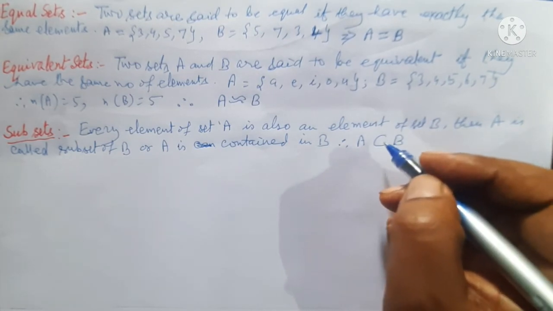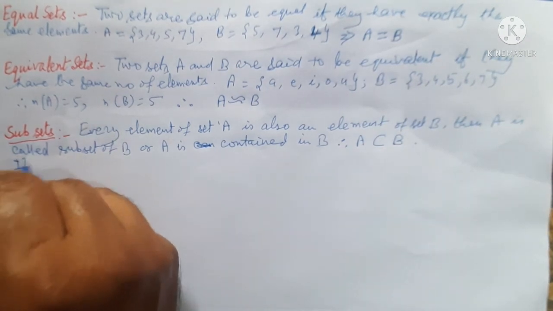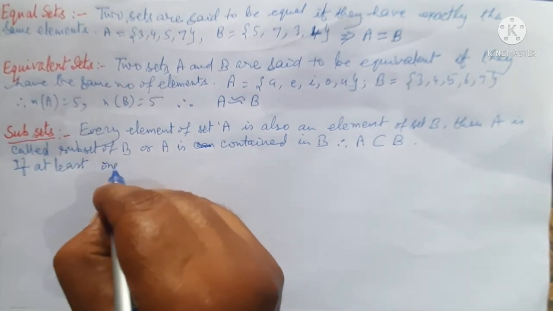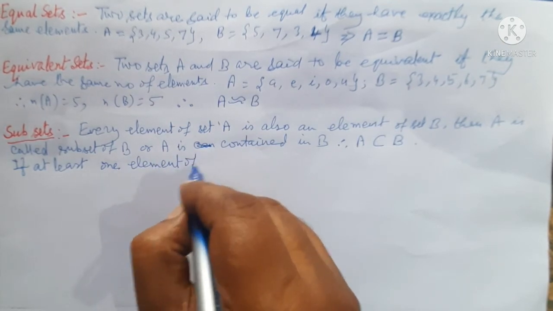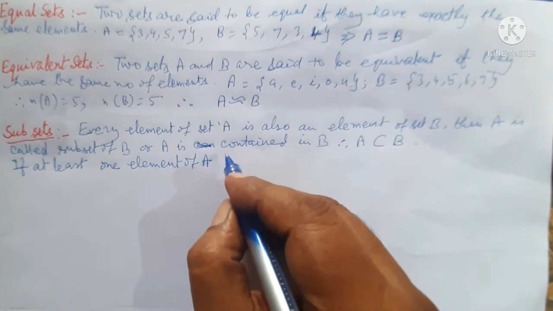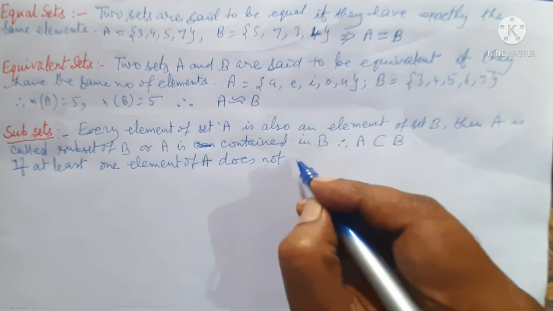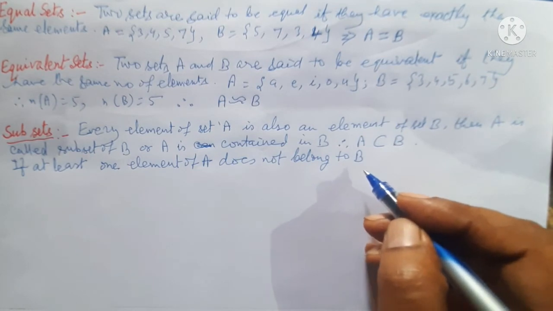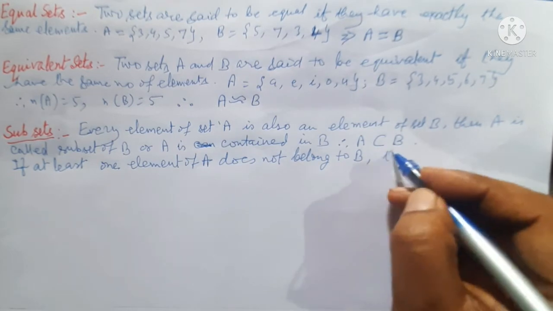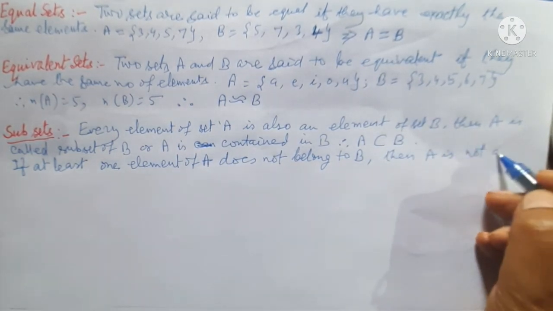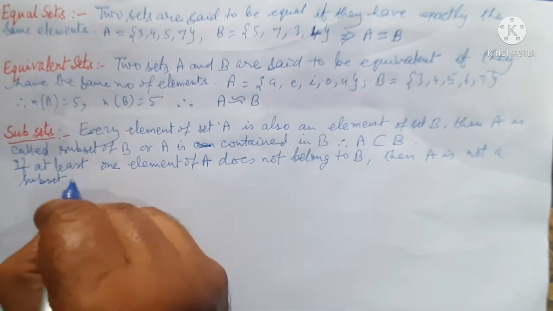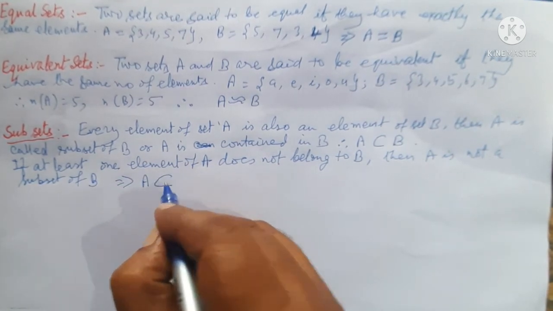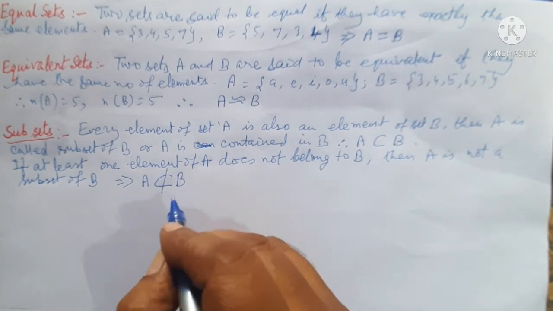If at least one element of set A does not belong to B, then A is not a subset of B. We can write this symbolically as A is not a subset of B.